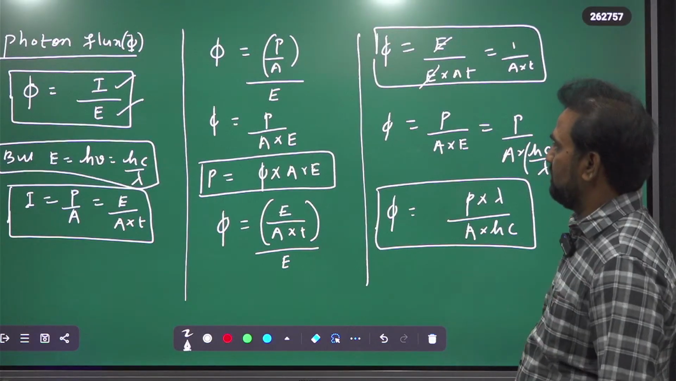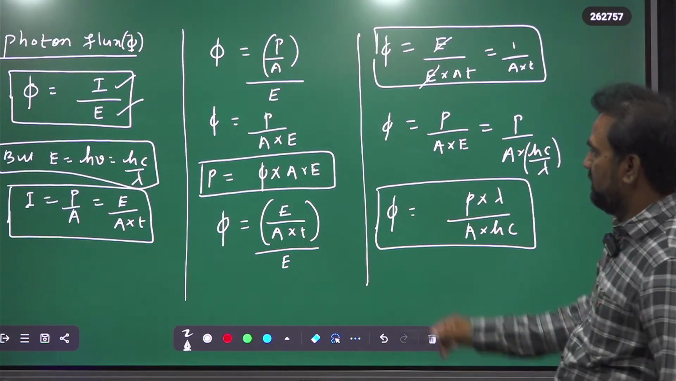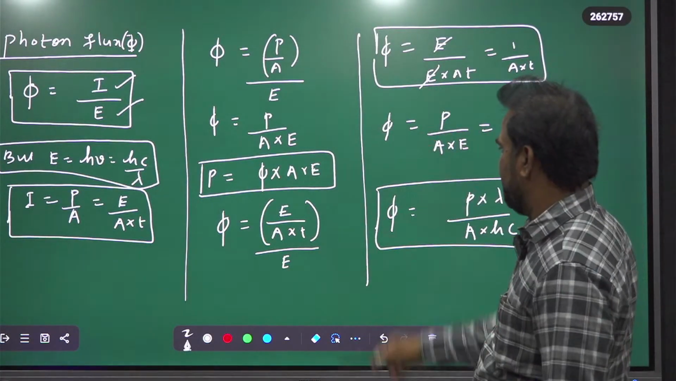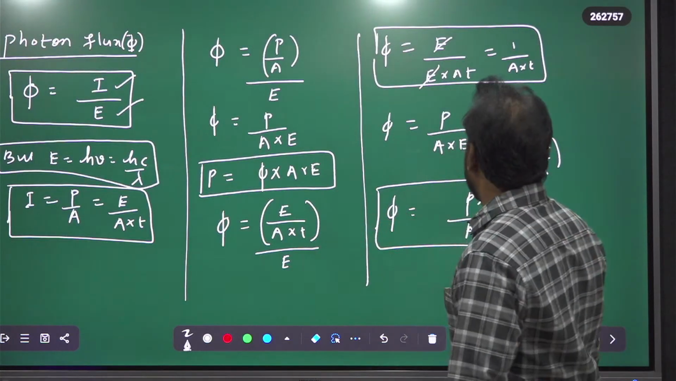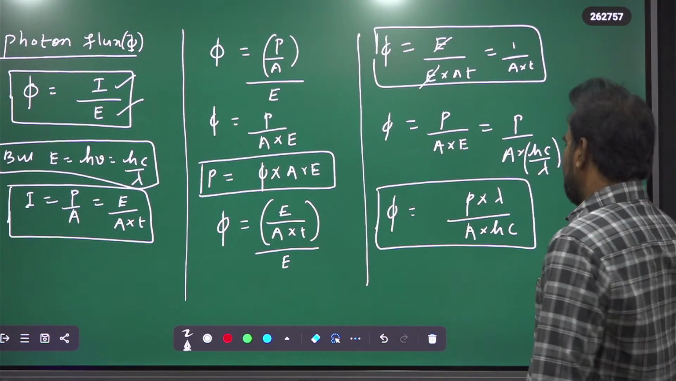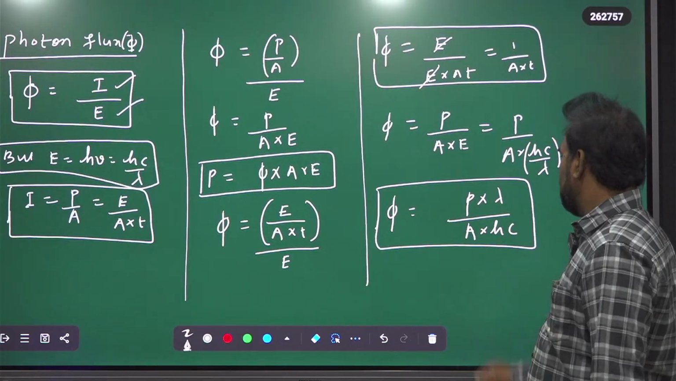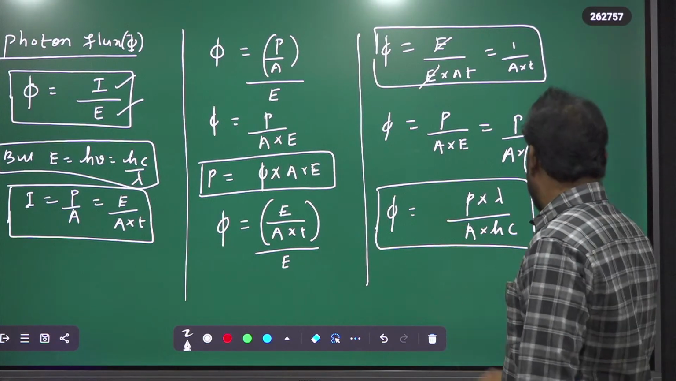Next, see, this is the photon flux. The photon flux would be n is equal to I upon E, that is P upon E, that is n is equal to P upon A into E, E gets cancelled. If the area and only time are given, we have to calculate like this. If pressure, power and lambda, A and hc are given, we have to calculate like this.